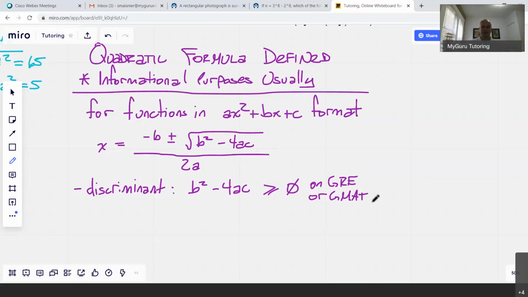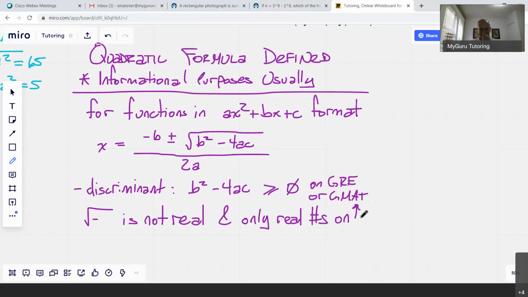So you can use that discriminant to potentially identify non-real values, especially as it pertains to data sufficiencies. There aren't many indicators about this, but it is something that can be useful, just knowing that I can test that part and that part alone, because I know that the square root of a negative is not possible. It's just not real, and only real numbers are on the GRE and the GMAT.